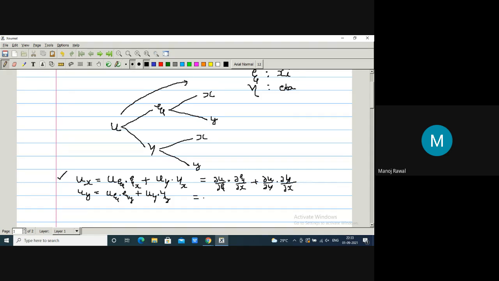Someone else, some new volunteer we require. Please tell me, how are we going to write this in terms of del? We require a new volunteer here. Del u upon del xi, multiplied by del xi upon del y, plus del u upon del eta multiplied by del eta upon del y. Yeah, thank you. So this is how you can write.